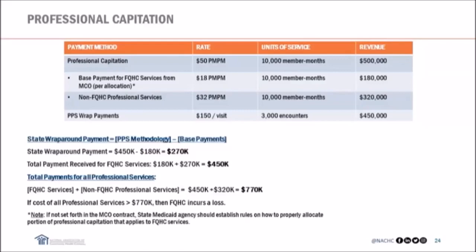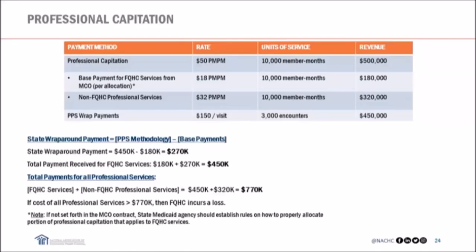So in this example, let's say now instead of the $15 per member per month that the health center in the prior example earned for primary care cap, the health center is earning $50 per member per month for all professional services rendered to patients in the managed care contract. So let's say they earned $500,000. In this case, you now have to do some kind of allocation for the amount of the professional cap payments that are paying for the FQHC services, versus certain services that the FQHC is paying to other providers, to private providers, in furnishing those other professional services that are not part of the FQHC services.